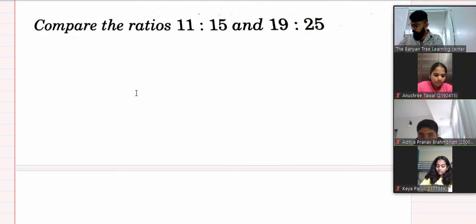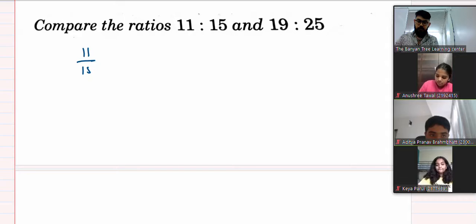ठीक है? अब क्या बोला है देखो, कंपेयर द रेशियोज 11:15 एंड 19:25. तो पहला रेशियो फ्रैक्शन में लिखता हूँ 11/15 और दूसरा रेशियो लिखता हूँ 19/25.